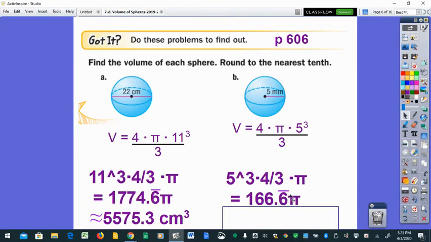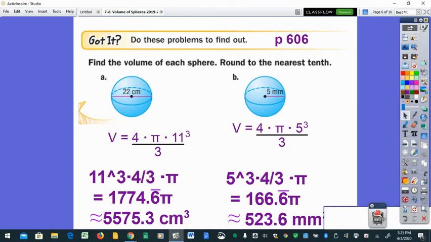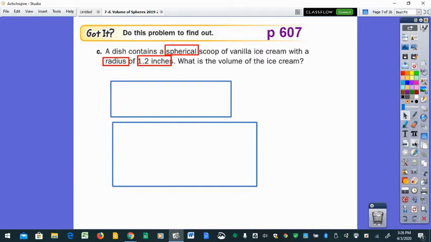166.6 with the bar notation pi is your exact answer. And the minute you take that multiplied by pi, it's about 523.6 millimeters cubed. So that's how you find the volume of a sphere. Now you notice I mentioned two shapes. So in a second, once we finish our vanilla ice cream scoop, what could be better than that? We'll talk about that second shape. See how you do with this one. Pause the video and I'll be right back.